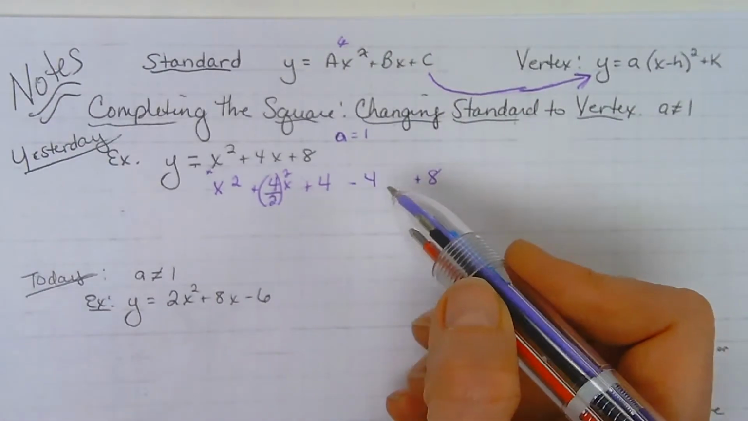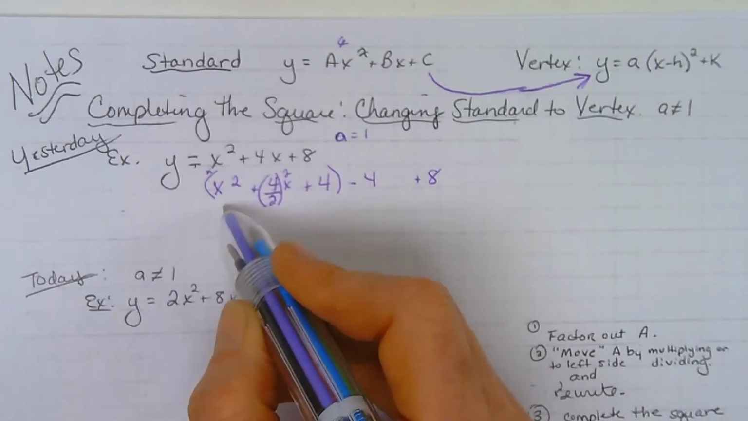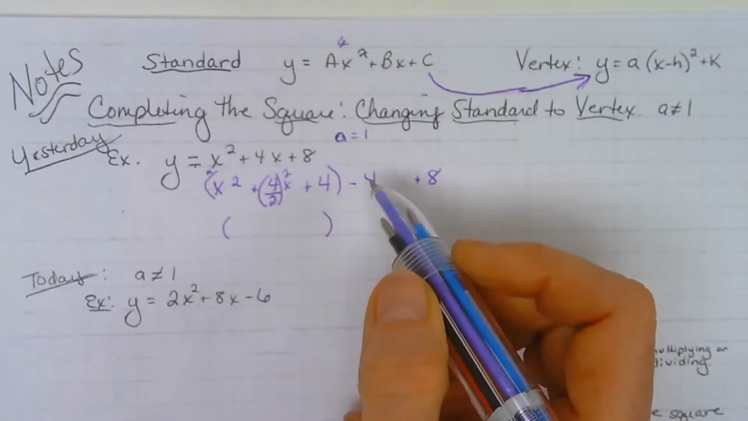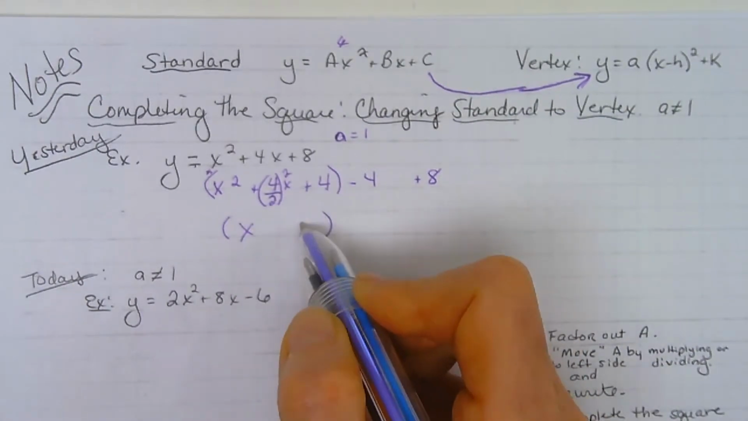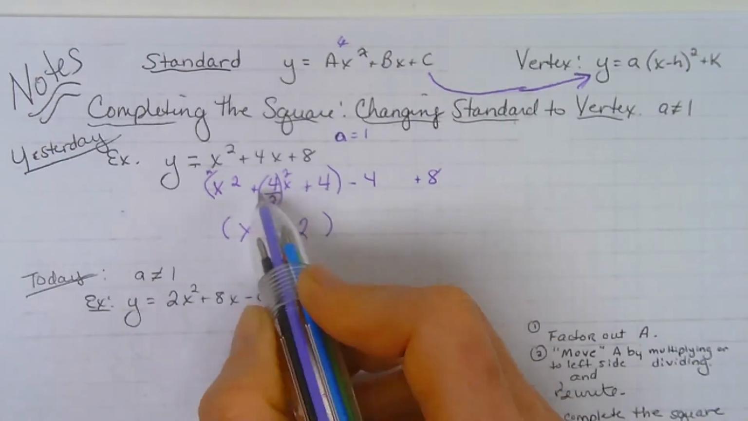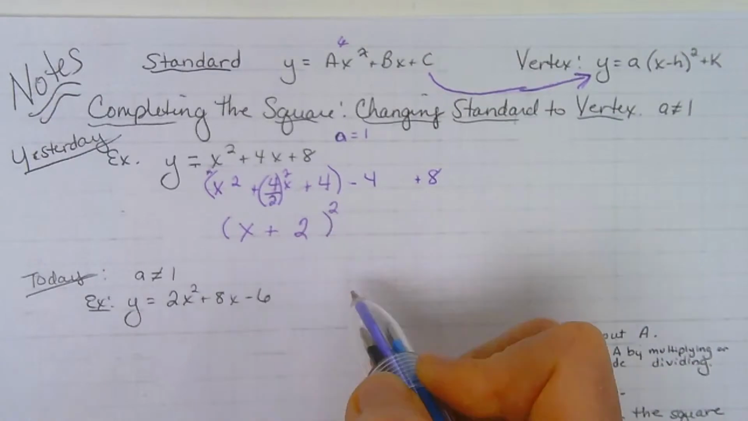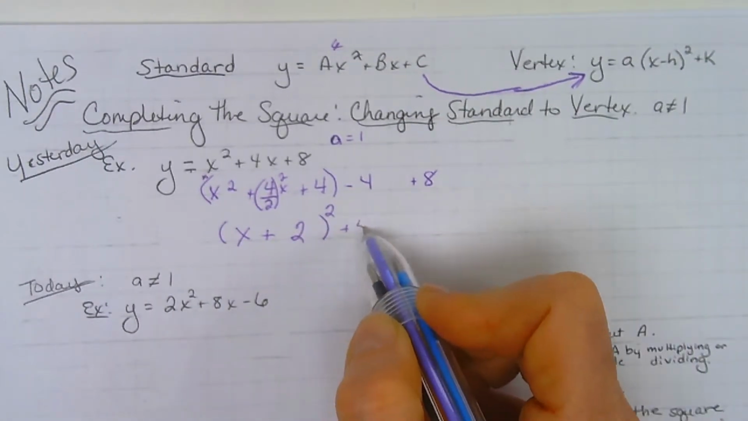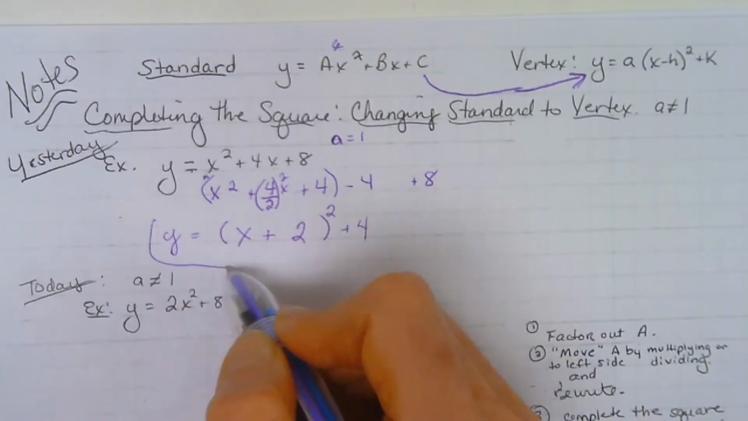Now I can factor this. And the way we factor this perfect square trinomial is take the square root of x squared, the square root of 4, look at the signs. If they're both positive, put plus, square up here, and then simplify the outside, which is plus 4. And that looks an awful lot like the vertex form. And we're done.